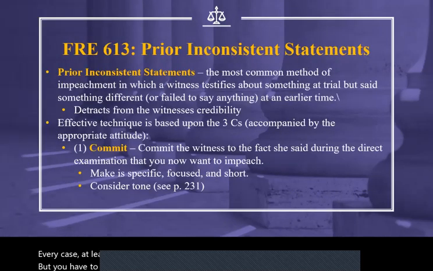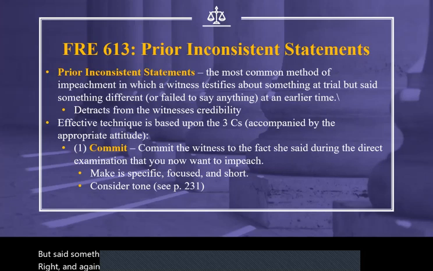So this brings us to 613, right? So the first one is case law. This is in the Federal Rules of Evidence. This is a prior inconsistent statement, right? This is the most common method of impeachment, in which a witness testifies about something at trial, but said something different or failed to say anything at an earlier time, right? And again, your job is to detract from their credibility.